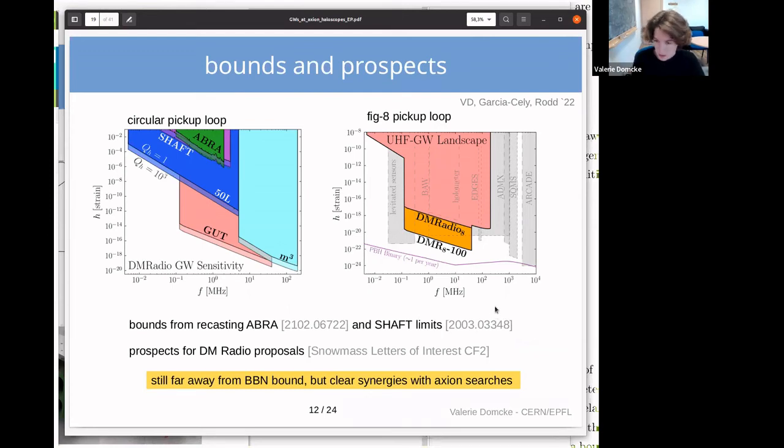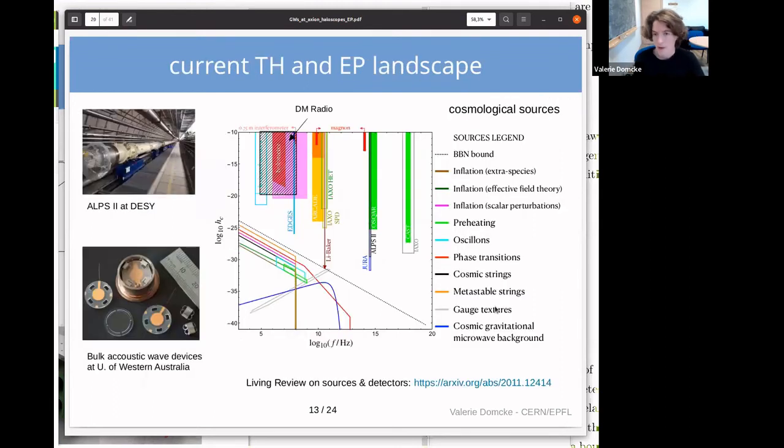So with that in mind, let me just zoom out a bit on this parameter space. What I was talking about right now is basically this hatched black region here. This is where we very roughly think we could get with dark matter radio.